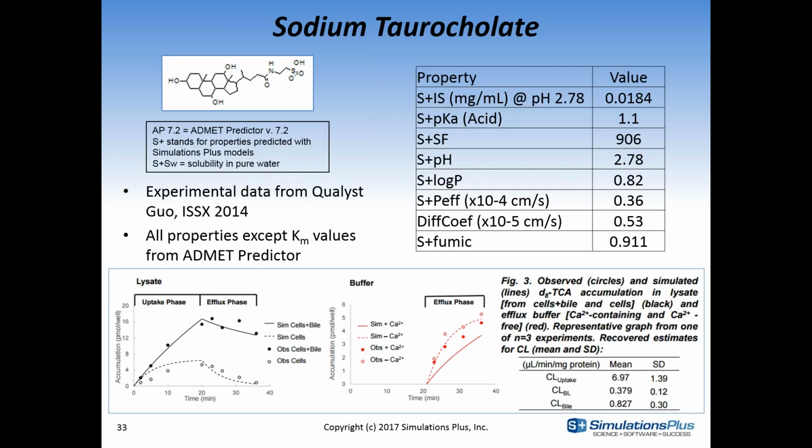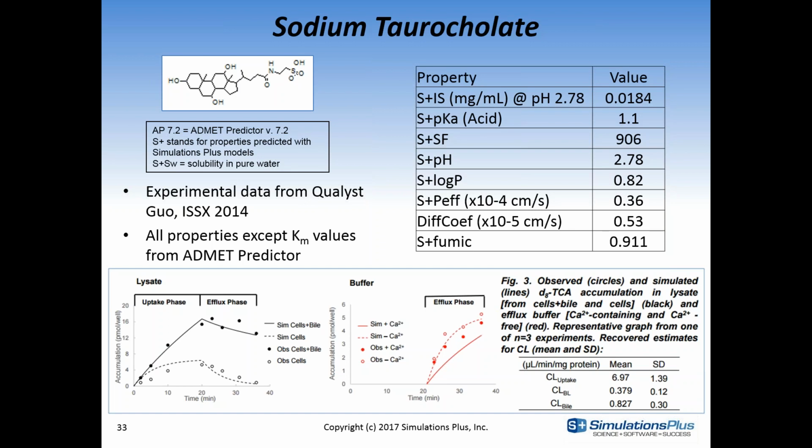So first off, we'll look at sodium taurocholate. It's classically all biliary excretion, and it's all actively transported because it has poor permeability. It's not lipophilic, and that's how our body recycles the bile acids. And so it's a good compound to look at in terms of biliary excretion. We were able to get data from Qualist, in particular the Guo paper from ISSX in 2014. This is a poster actually, but they also published papers on this data as well.